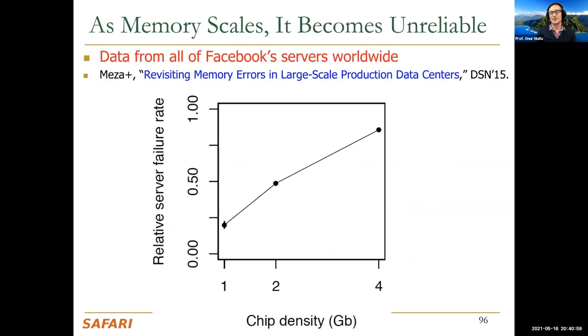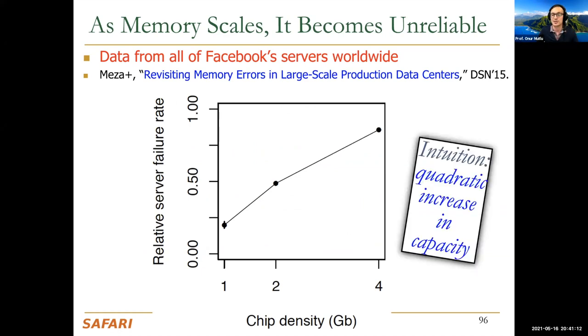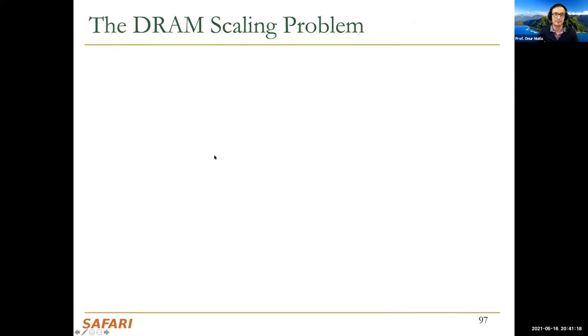So let me give you a story about this in terms of memory. As I mentioned earlier, we did the study with Facebook, and as memory scales to smaller technology nodes, as cells become smaller, and as they become closer to each other with technology node scaling, it becomes unreliable and it affects our systems, and server failure rate increases, as you can see over here. And this is a function of the DRAM scaling problem.